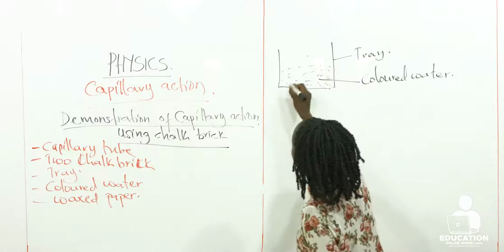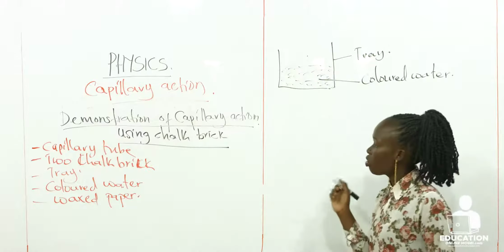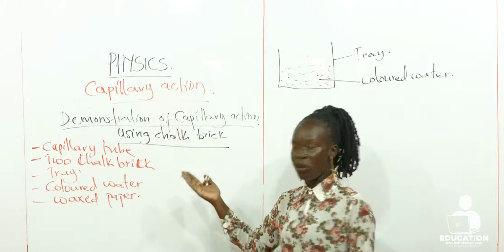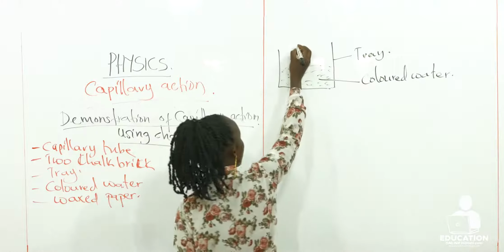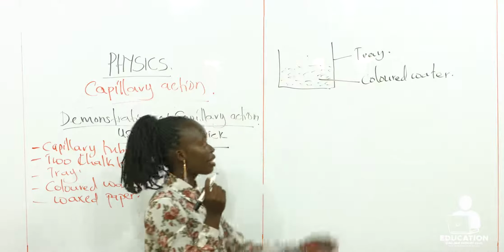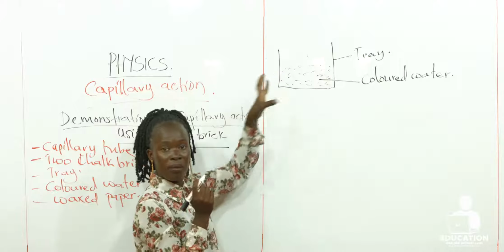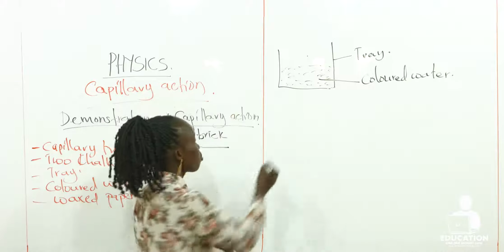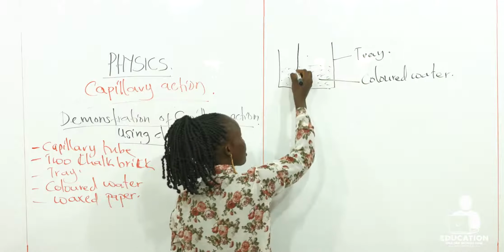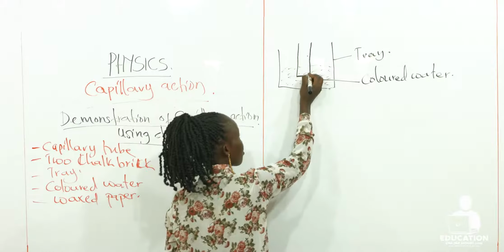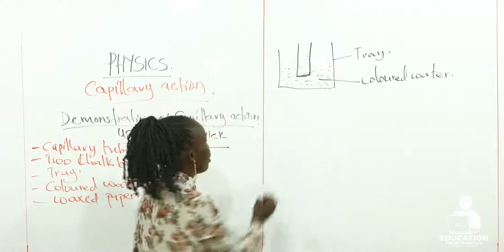So if you already have your colored water, what do you do next? We get one chalk brick. We insert it and let it at least submerge in the liquid here in the tray. We fix it and dip it in the liquid that is in the tray.